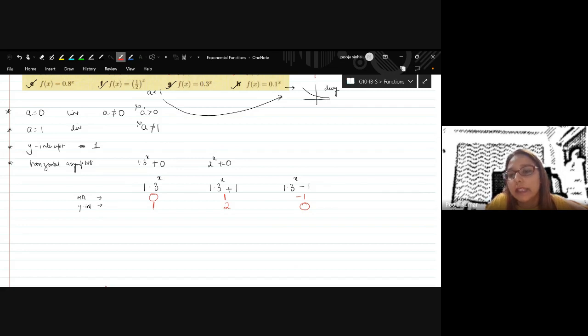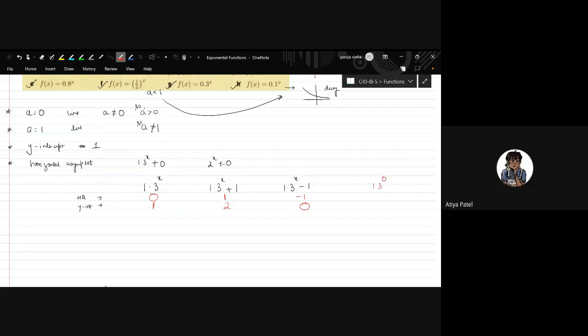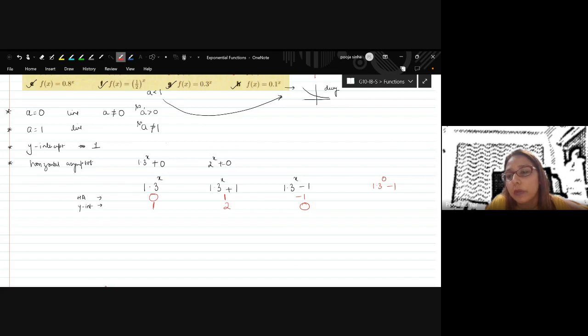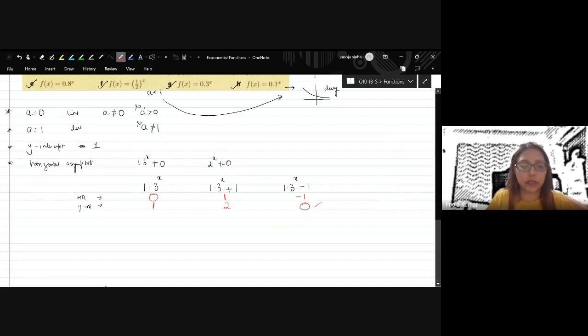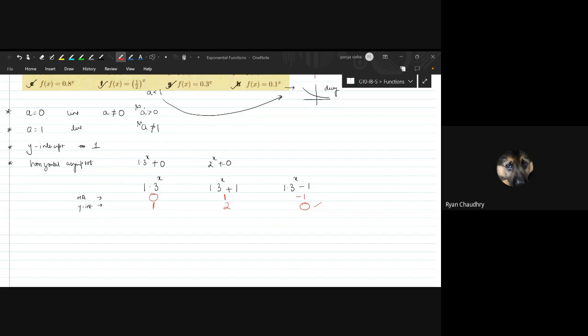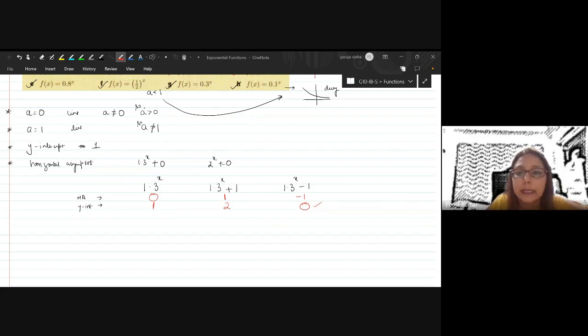See, the y-intercept is 1.3 raised to power 0 minus 1. So 1.3 raised to power 0 is 1, minus 1, that is 0. So the answer here will be 0. I hope this whole concept is very clear to us. Yes. Okay, so we will practice a few things.